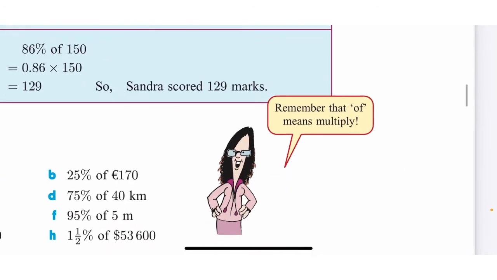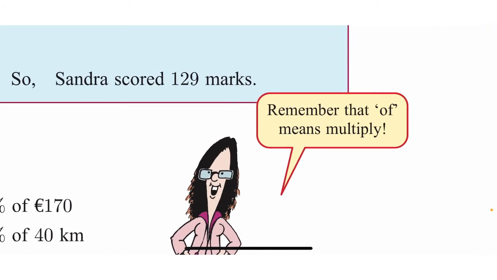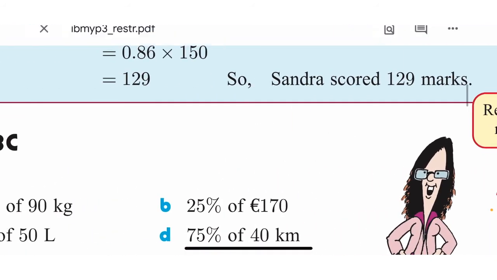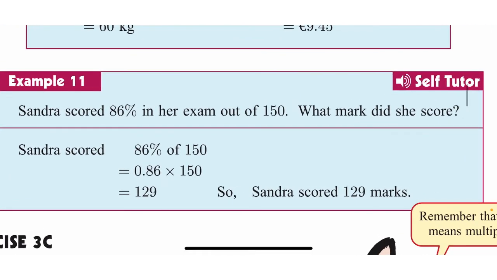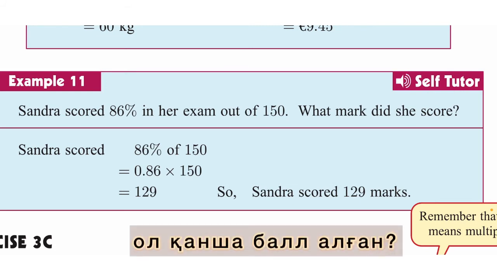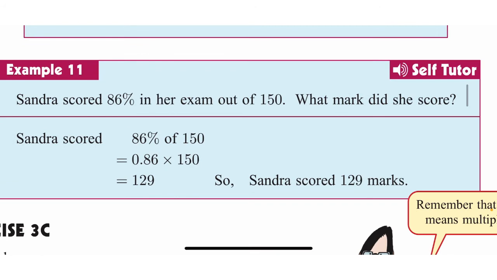Another example: Sandra scored 86% in her exam out of 150. Remember that "of" means multiply, which we can see here, out of 150. What mark did she score? Converting 86% into a decimal fraction, 0.86 multiplied by the number of all the questions in the exam, 150. She got 128 scores.